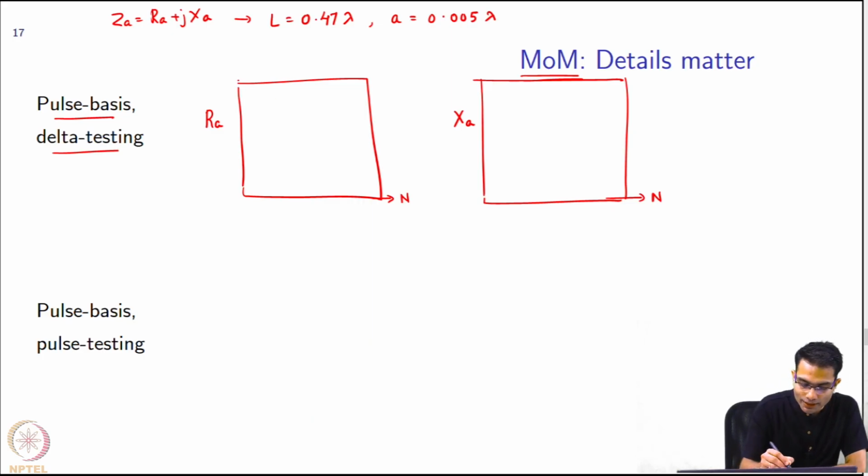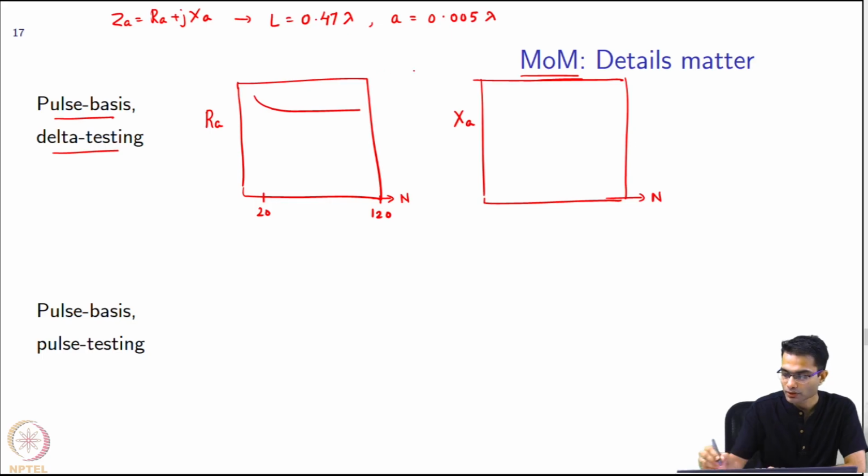So supposing I choose the delta testing functions. Okay. So with delta testing functions, what happens is you get something like this. It begins to converge. By the time this is say 120, you can start with something as crude as, let's say, 20. It begins to converge over here, right. So this is with a delta gap.